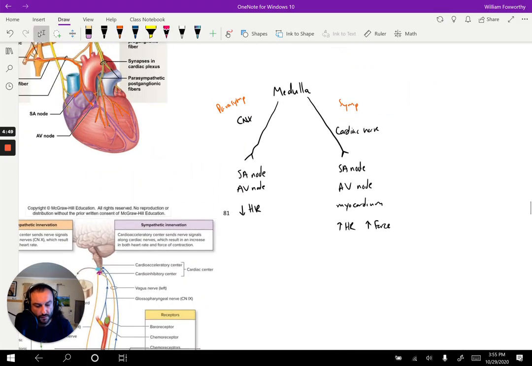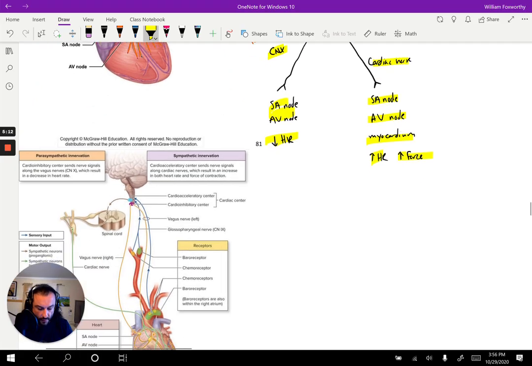And so to summarize that, the medulla connects via the vagus nerve to your SA and AV node, and that's parasympathetic innervation that decreases your heart rate. On the sympathetic side, we have the cardiac nerve, which goes to the SA node, AV node, and the myocardium, and as a result can increase heart rate and contractile force.